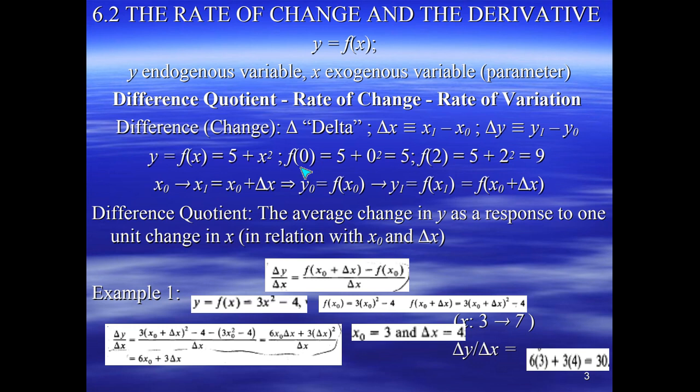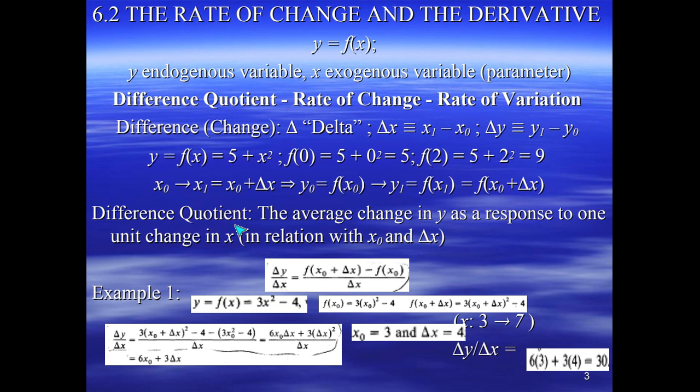So if x changes from 0 to 2, x0 is 0 and x1 is 2. What is y0? Y0 is f of 0, which is 5 plus 0 squared. 0 squared is 0, 5 plus 0 is 5. And f of 2, instead of x, we replace 2 in the function. 5 plus x squared, 5 plus 2 squared it would be. Then we obtain 2 squared is 4, 5 plus 4 is 9. So when x goes from 0 to 2, y changes from 5 to 9, you see?